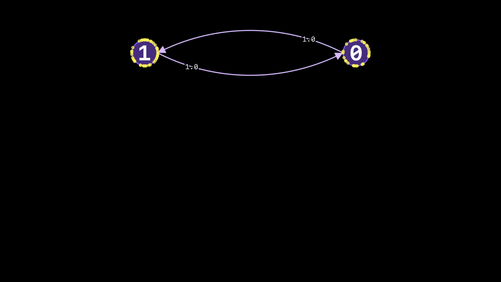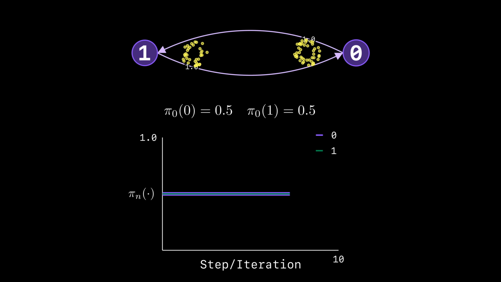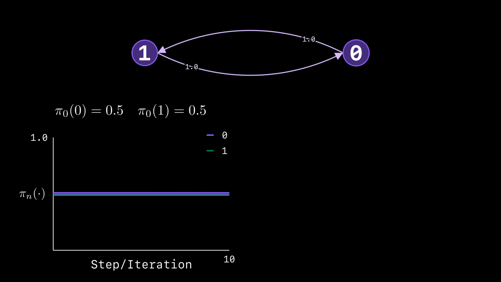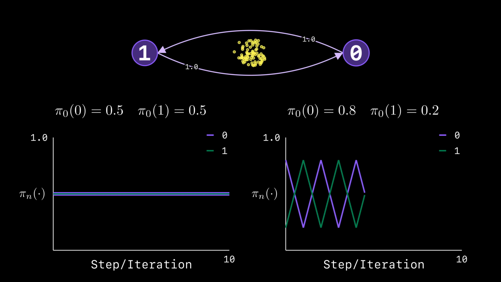The best way to see the issue here with convergence is with two initial distributions. If we start with the uniform distribution across both states, all transitions will result in no changes, and this distribution is indeed the unique stationary distribution. But what if the starting distribution was 80% at state 0 and 20% at state 1? Now if we apply transitions, the distribution across states never converges. It simply oscillates between the two extremes.